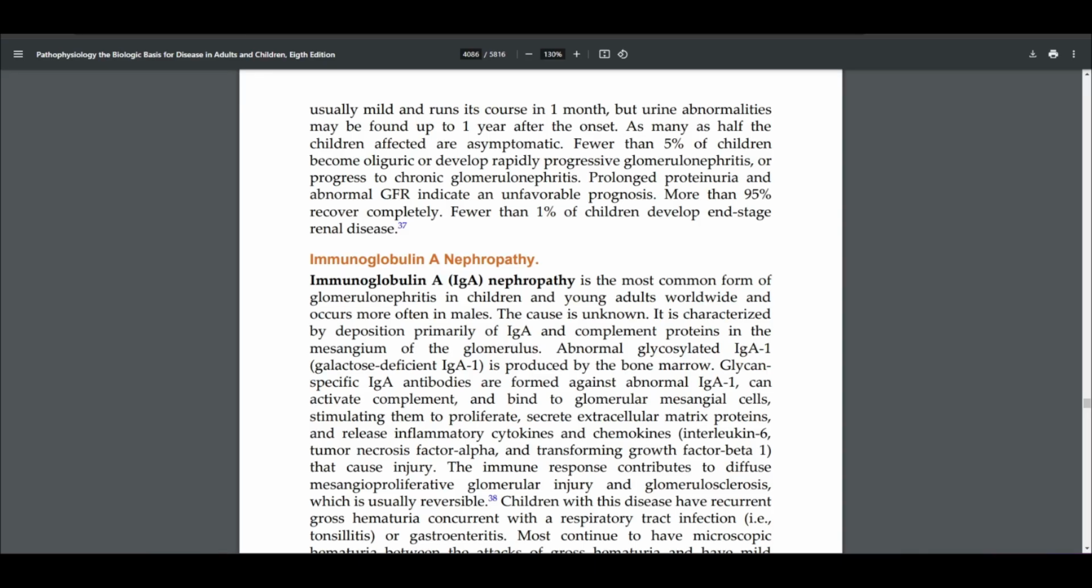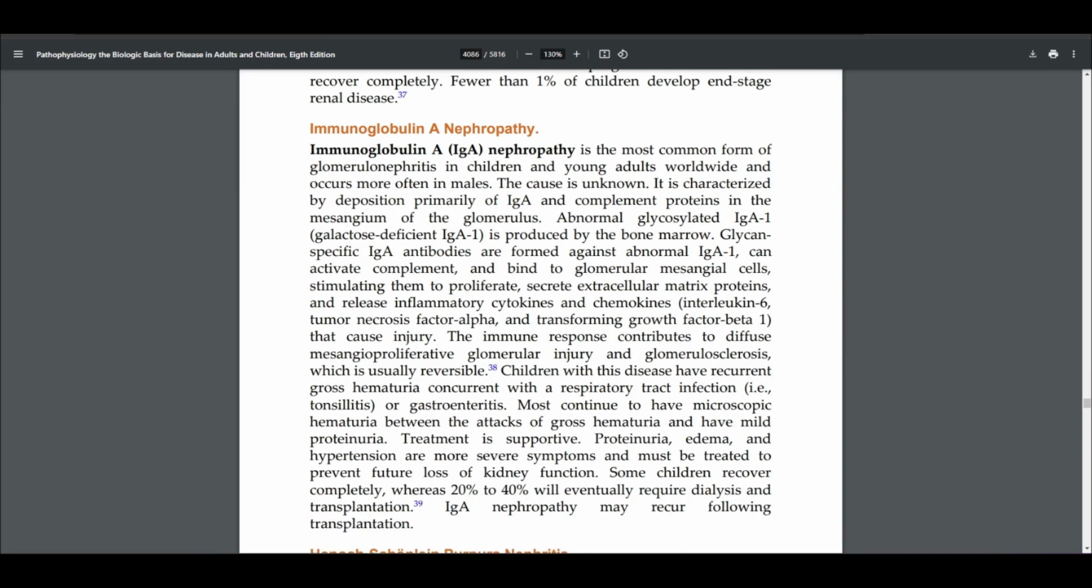Fewer than 5% of children become oliguric or develop rapidly progressive glomerulonephritis or progress to chronic glomerulonephritis. Prolonged proteinuria and abnormal GFR indicate an unfavorable prognosis. More than 95% recover completely. Fewer than 1% of the children develop end-stage renal disease.